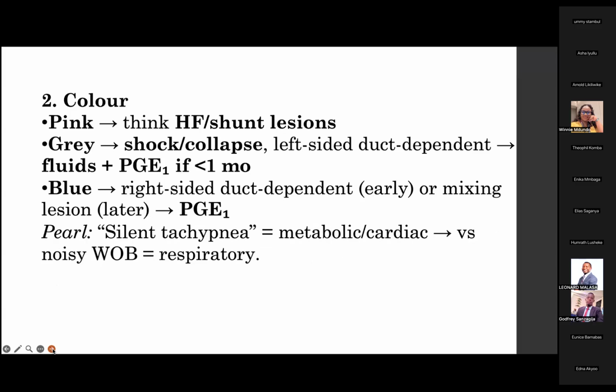So again, looking at the color, thinking about, are they pink, or are they gray and shocky and collapsed, or are they blue? And that's a good pearl, the silent tachypnea, the baby who is breathing fast but looks overall comfortable. You have to think metabolic disease or cardiac disease, as opposed to the wheezing infant or the upper respiratory wheezing of croup or bronchiolitis. But again, I would warn you that also small infants with pulmonary congestion sometimes also wheeze.